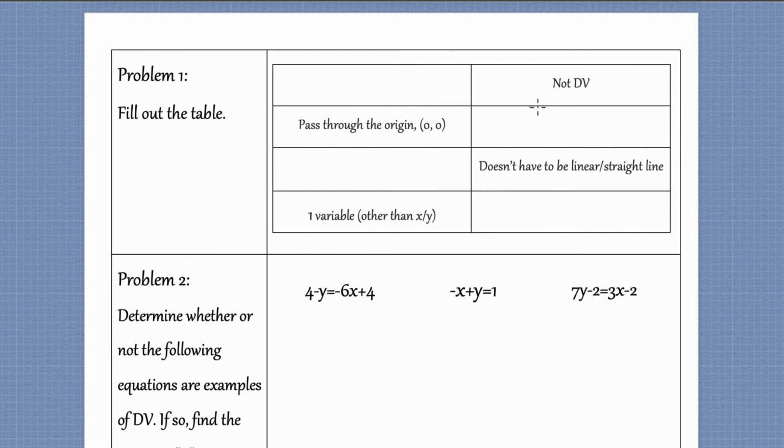So in our table, we have not DV, or direct variation, and we have DV, or direct variation. In direct variation, the line has to pass through the origin, or (0, 0). But in not direct variation, that doesn't apply. It doesn't have to pass through the origin. Now in not direct variation, it doesn't have to be linear or a straight line, but in direct variation, it has to be linear, or a straight line.